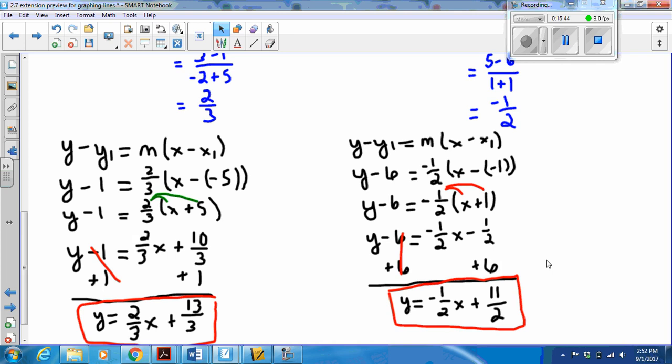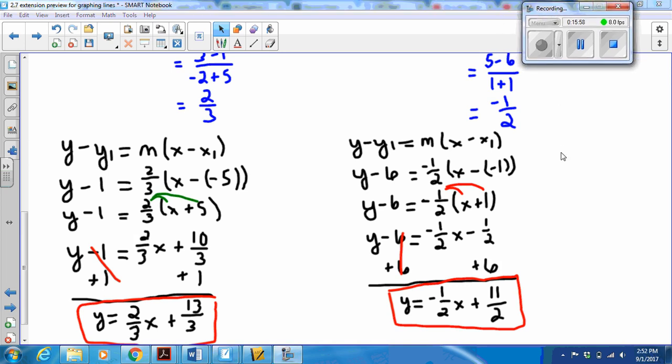Now, for this one, it's okay if you would like to use decimals, but I would recommend using fractions because it tells a lot more about what your line is going to look like and where you cross the y-intercept. Okay? So, make sure for any of this that you pause the video to look at my math.